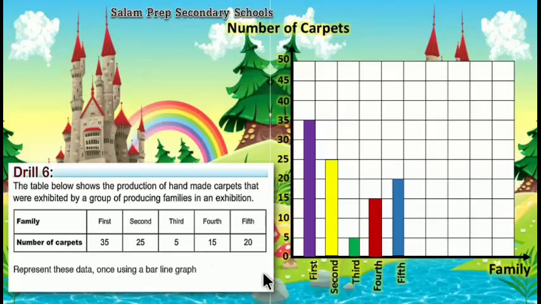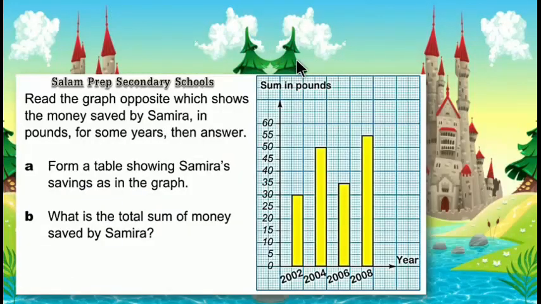Now you can draw columns, bar, according to the data on the table. The first family go up until reach 35. Second family go up until reach 25. Third family go up until reach 5. Fourth family go up until reach 15. Fifth family go up until reach 20. Let's solve together extra 1.